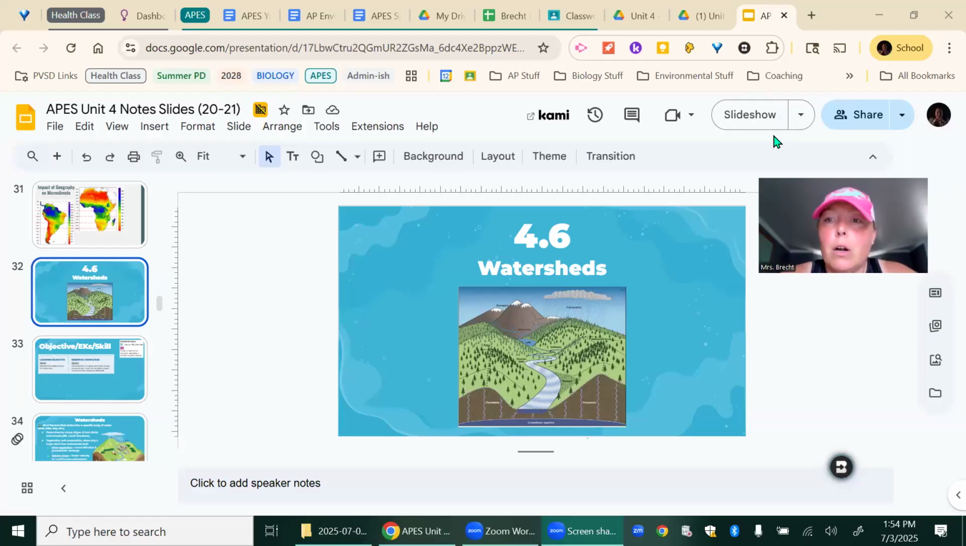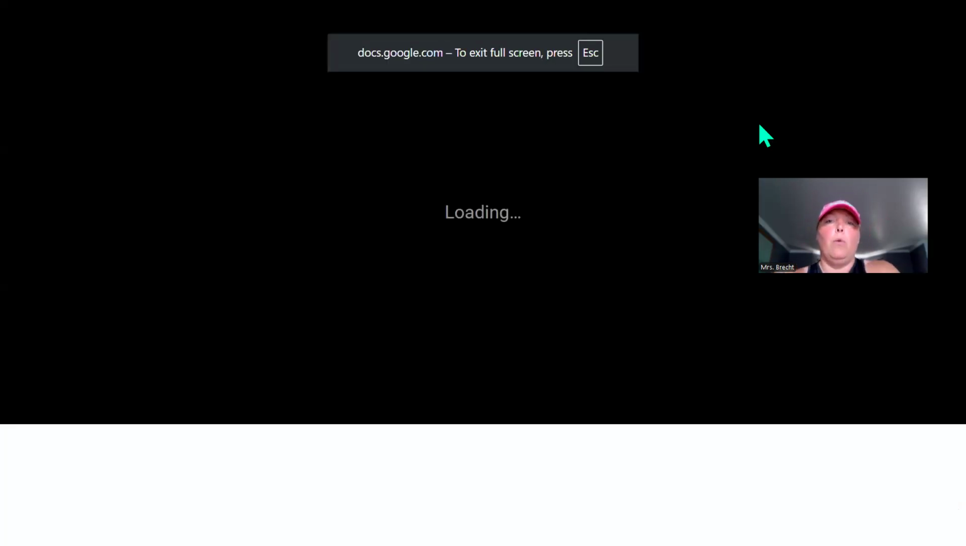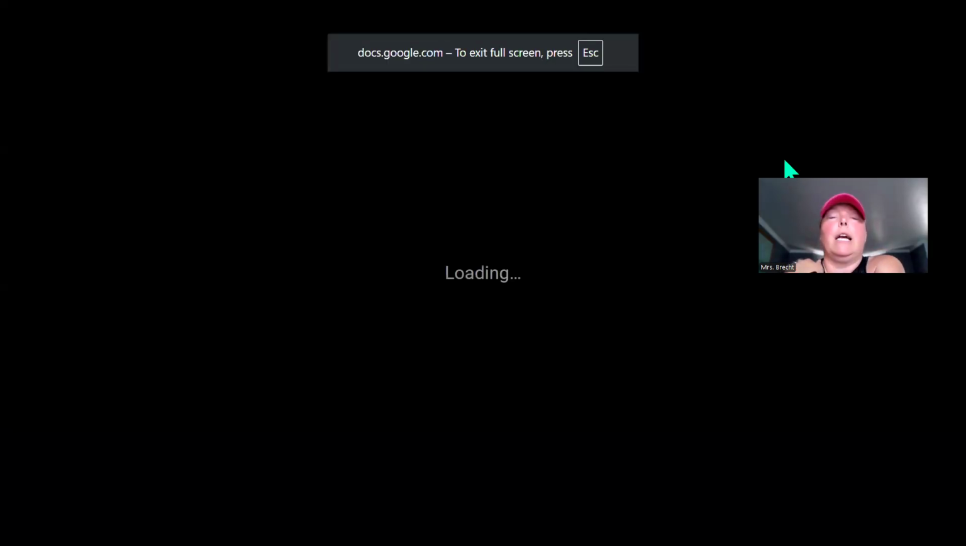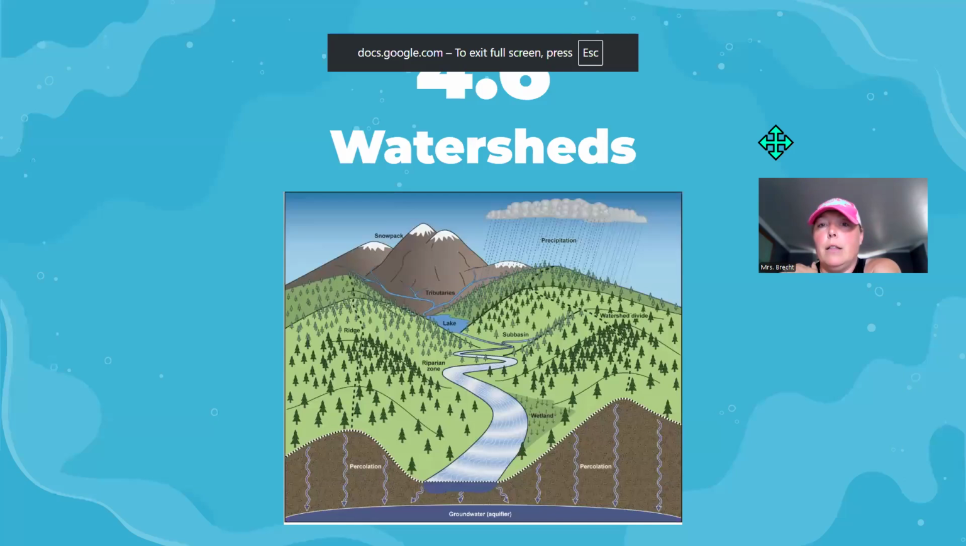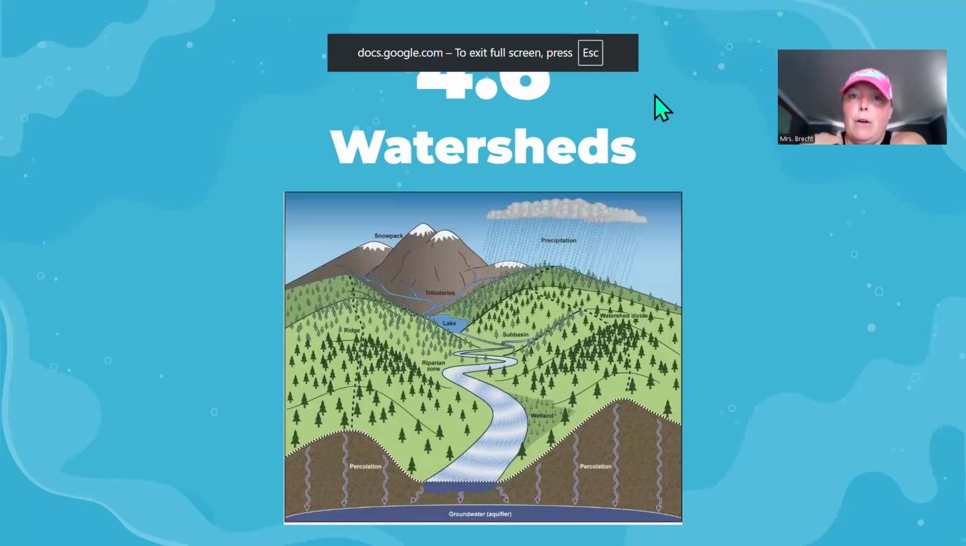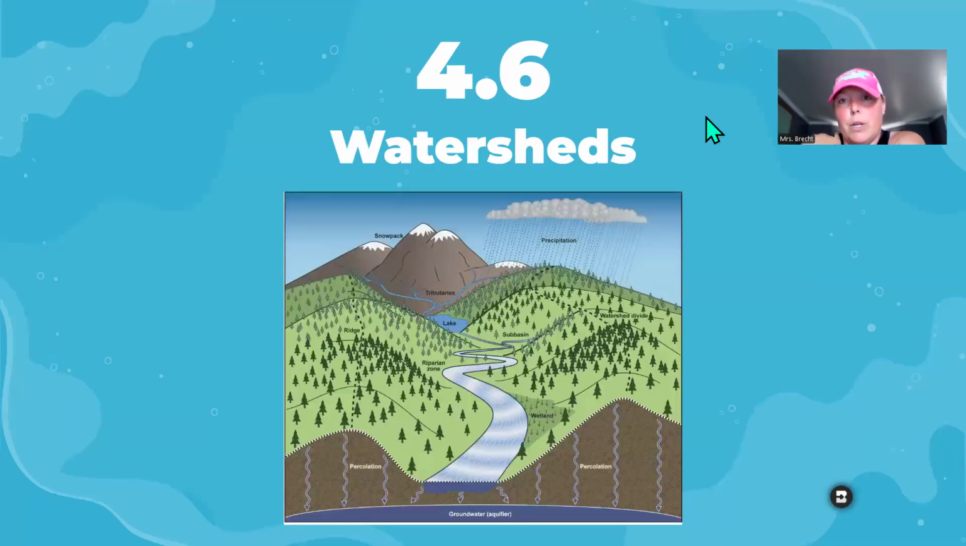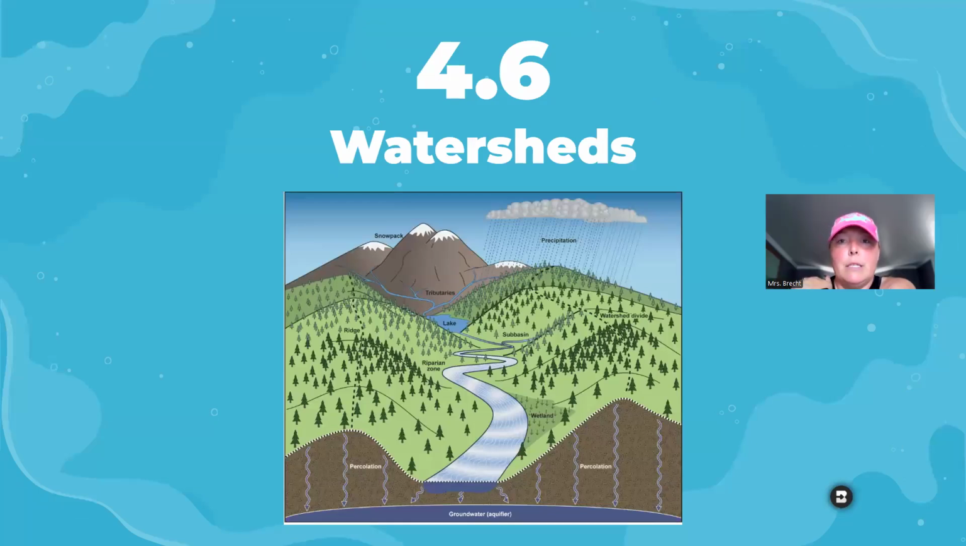All right, we are going to now talk about watersheds. This unit, like I told you, is very out of order. Out of order is not even the right word. It's very jumpy, all over the place. So now we're talking about watersheds, and I'm not even sure where I'm going to stick this part of the unit into our instruction, but we're going to talk about it.